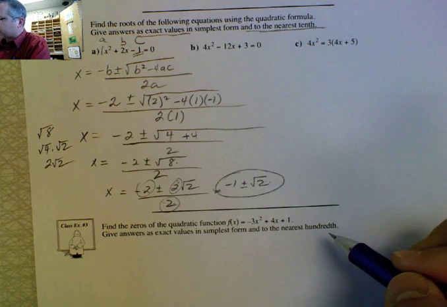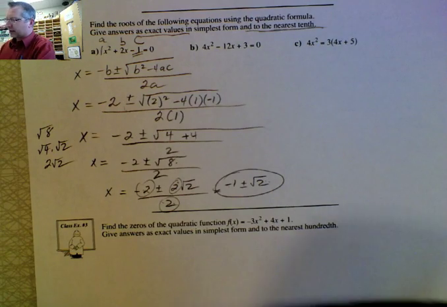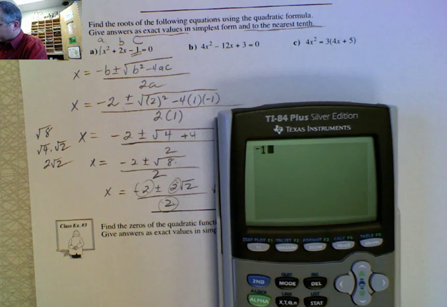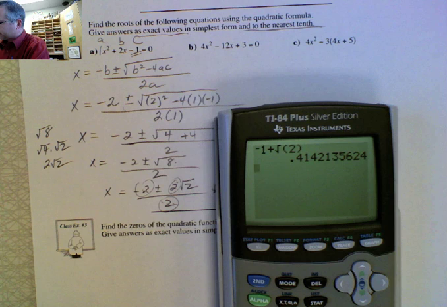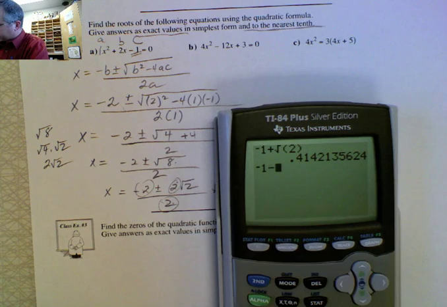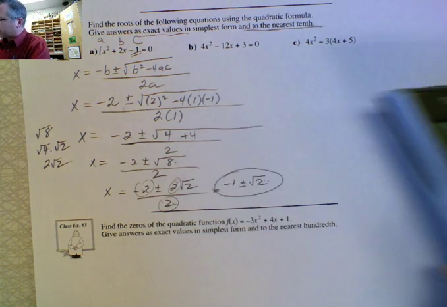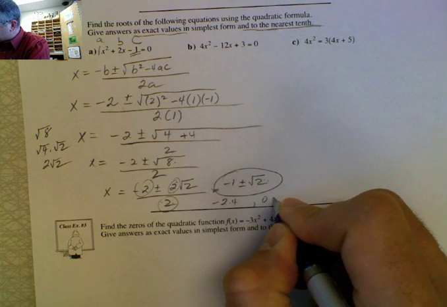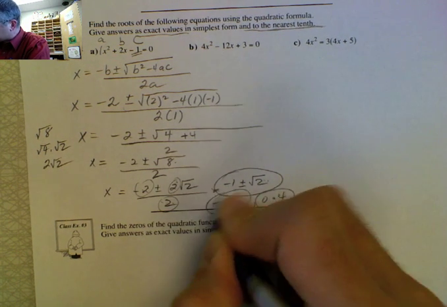They also want us to express these values to the nearest tenth. So if you take out your calculator and you go -1 plus the square root of 2, you get 0.4. And if you also go -1 minus the square root of 2, you get -2.4. So our two values are -2.4 and 0.4 as decimals.